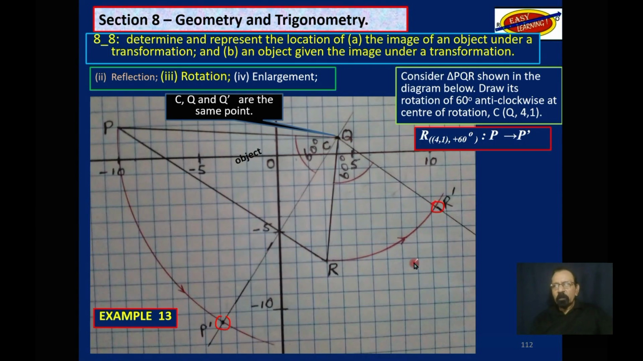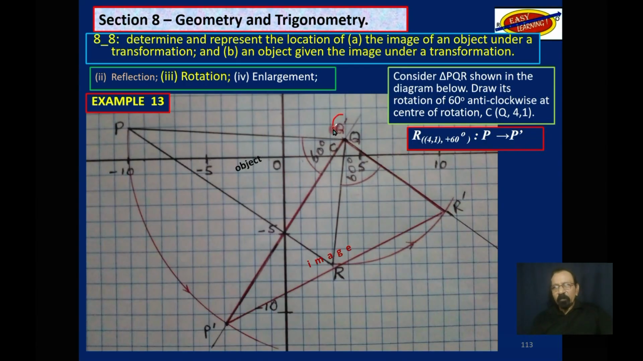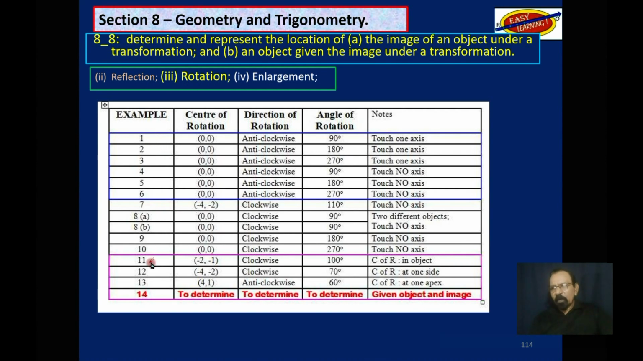Well, where is Q prime? The thing about it is, Q prime is actually this exact point, because that is our center of rotation. So we don't have to draw any line, we don't have to measure any angle. C, Q, and Q prime, they are all the same point. So we draw straight lines connecting P prime to R prime to Q prime, and we get the image for that object. So we finished 1 to 13.